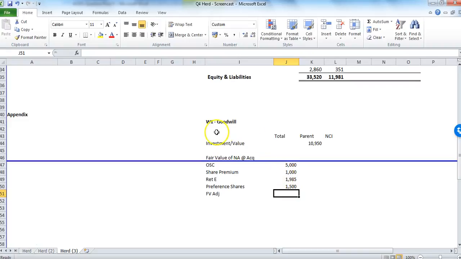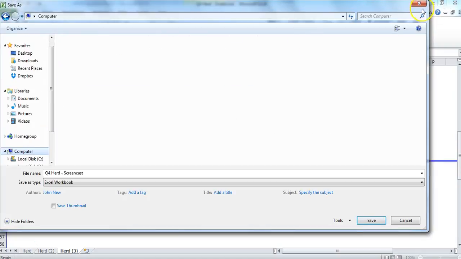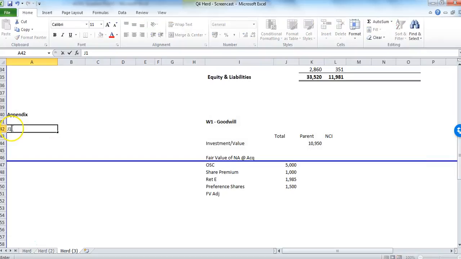And we then have to go over to our little journal 1 and do our first adjustment. So our first little smaller consolidation adjustment is the fair value adjustment.